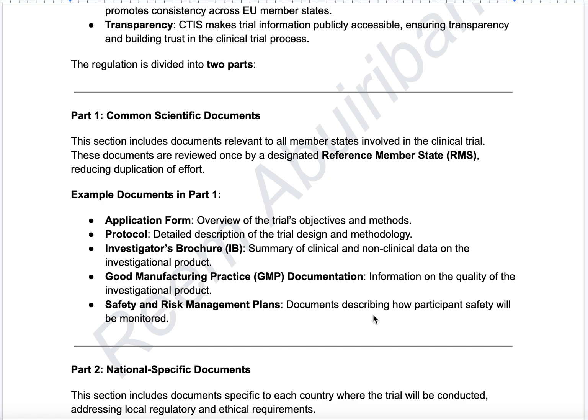Example documents in part 1: application form, overview of the trial's objectives and methods; protocol, detailed description of trial design and methodology; investigator's brochure, summary of clinical and non-clinical data; investigational product, good manufacturing practice documentation, information on the quality of the investigational product; safety and risk management plans, documents describing how the participant safety will be monitored.